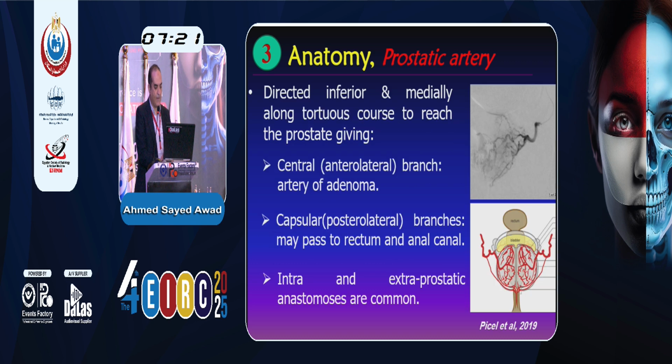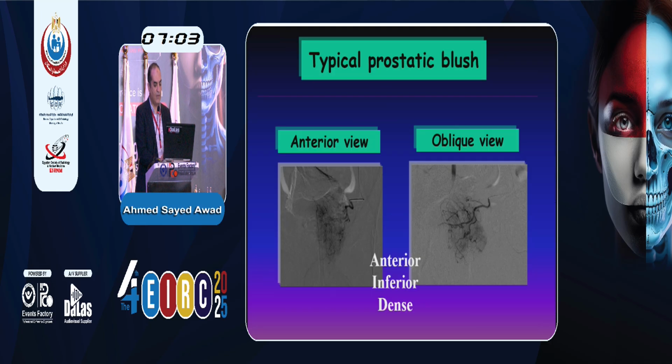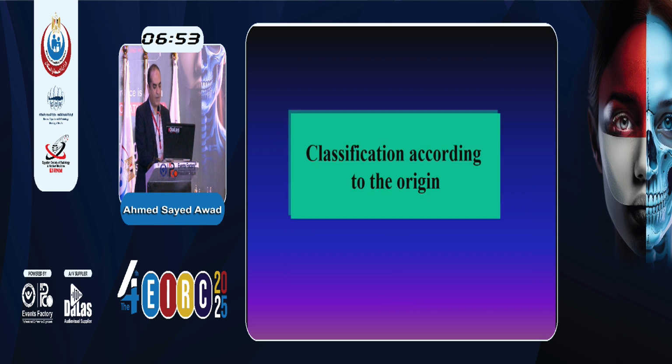Then it is directed inferiorly and medially along a tortuous course to reach the prostate, giving the central anterolateral branch, which is named the artery of the adenoma, and the capsular posterolateral branches, which may pass to the rectum and the anal canal. Intra- and extra-prostatic anastomoses are common. This is the typical prostatic blush, which is anterior, inferior, and dense, and should be differentiated from the vesical blush, which is superior, and the rectal blush, which is posterior and concave.